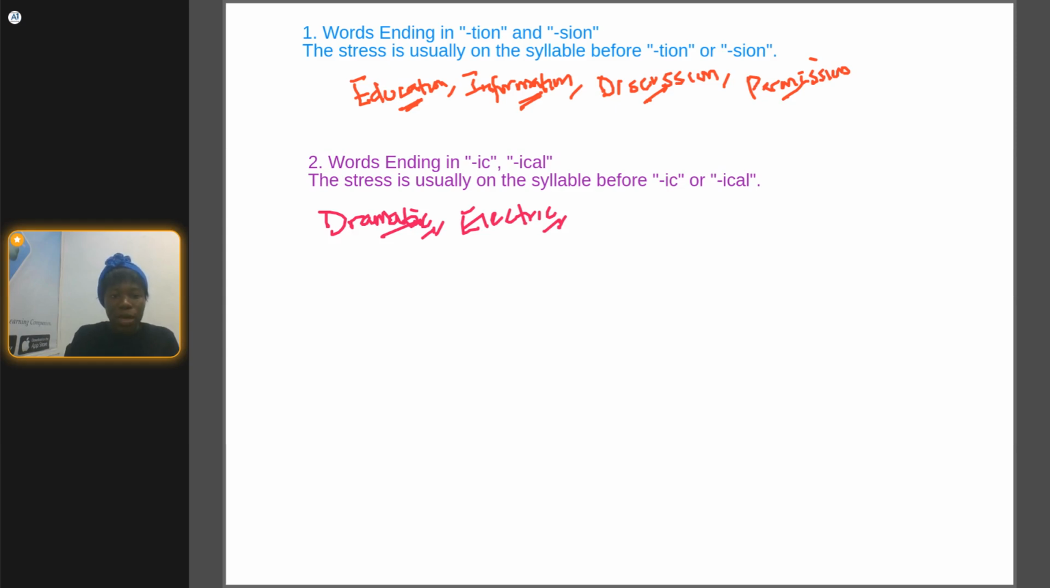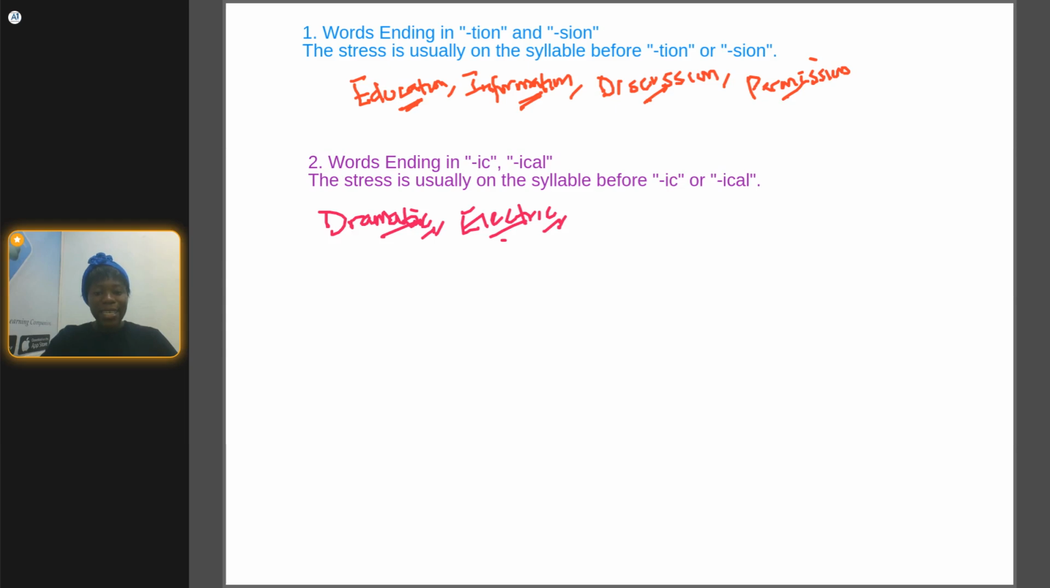Electric is how many syllables? We have three syllables. The first syllable is e, the second one is le, and the third one is trick. So we have lec as the stressed syllable. So the syllable before the IC or the ICAL is the stressed syllable. That's rule number 2. Then we look at rule number 3, and that's words ending in ITY or ETY.